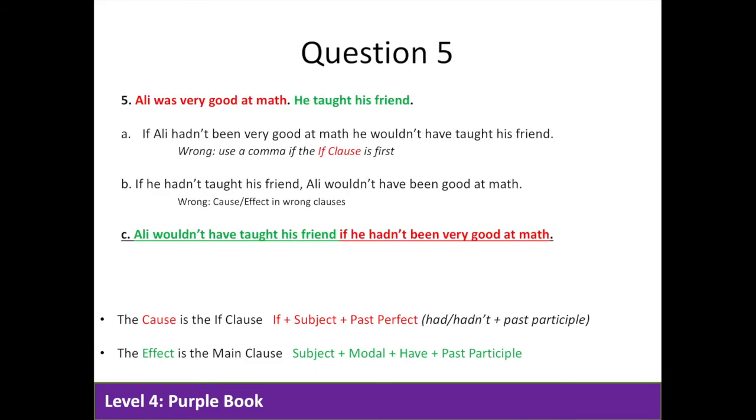Question 5. Ali was very good at math. He taught his friend. Combining these two statements to form the past unreal conditional, C is correct. A is incorrect because we didn't use a comma with the if clause first, and B is incorrect because the cause and effect are in the wrong clauses.